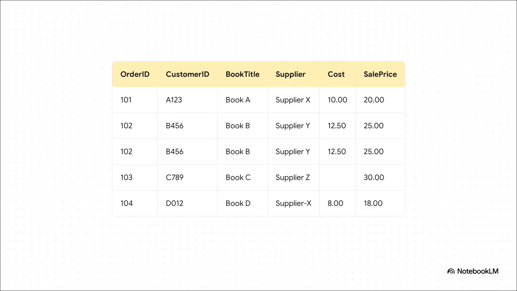And here's a perfect example. Take a look at this raw data from Cozy Corner. It's a mess, right? We've got a duplicate order for 102, there's a missing cost for order 103, and look at the supplier names, Supplier X and Supplier -X. If you tried to analyze this as is, your conclusions would be totally wrong.